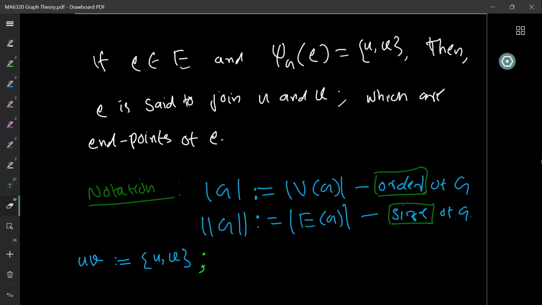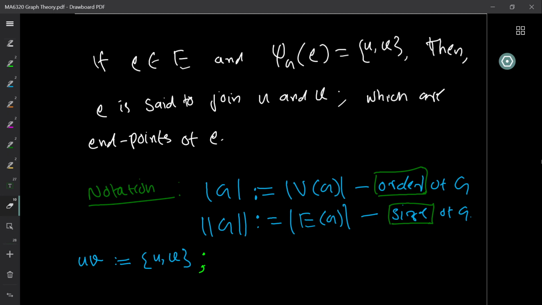Now, here is some standard notation that we will use. If you put G within two parallel lines, then it represents the cardinality of the vertex set of G, which is called the order of the graph. The order of G is the number of vertices, the cardinality of the vertex set. Then similarly, we denote the cardinality of the edge set, which is called the size of the graph G, by two parallel lines on both sides.